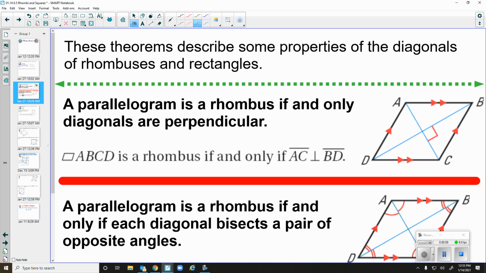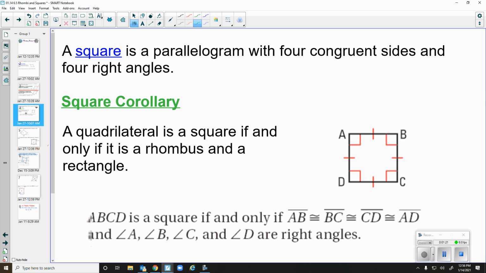Keeping in mind, diagonals being perpendicular is also a trait of a kite. So if you were trying to prove something is specifically a rhombus, you can't just use perpendicular diagonals and say that's all you need, because that option of a kite is still there as well.